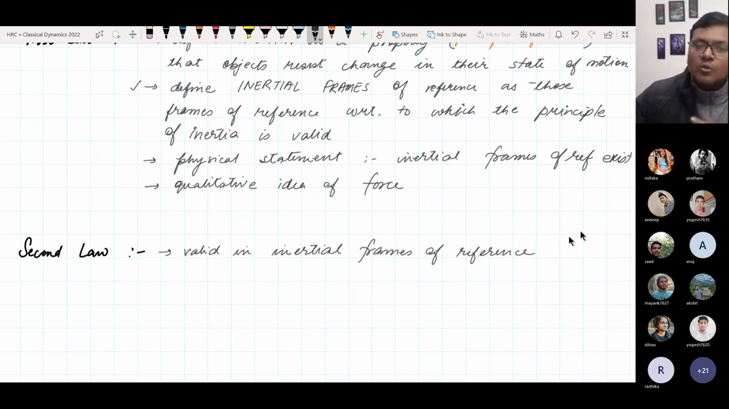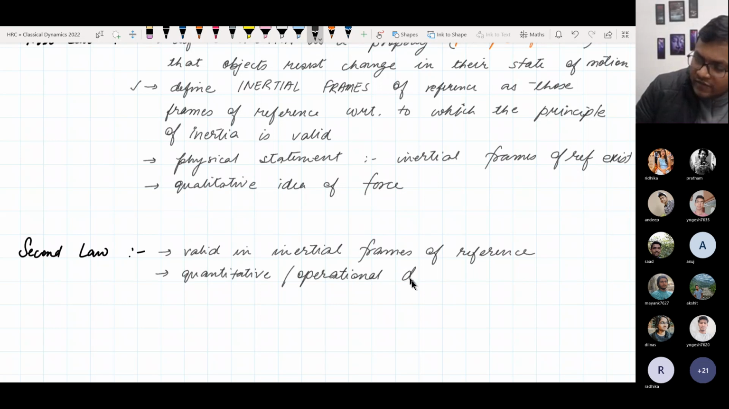But the second law doesn't talk about the origin of the interaction. The second law only talks about the quantitative idea of what that interaction is. So it gives us a quantitative or operational definition of two things. It gives us a quantitative or operational definition of, first of all, what we call mass, जिसको हम inertia बोले जा रहे हैं, but inertia का जो quantification है, it is called mass.